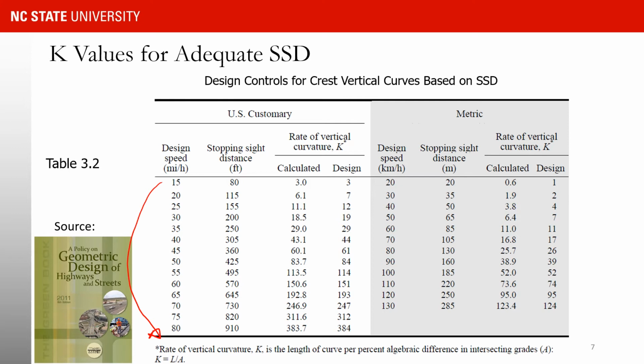And for each of these, the K is calculated. Also, you see a design value, which is essentially rounded up to the nearest integer value. So for example, if you have 43.1, you can see that the design value is rounded up to 44. On the left hand side of this table, you see all values in US customary. On the right hand side, you see metric units. So again, we are interested in the left hand side of the table.